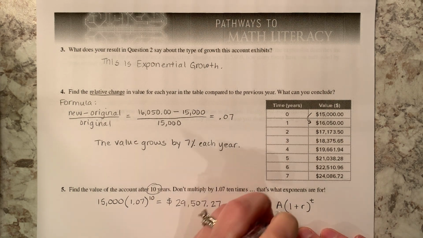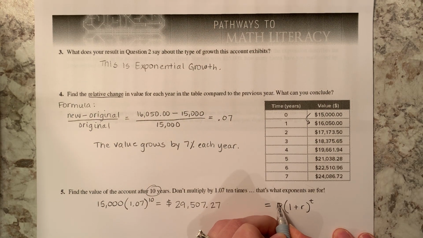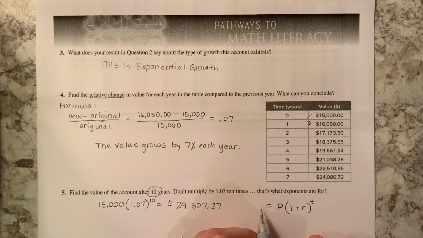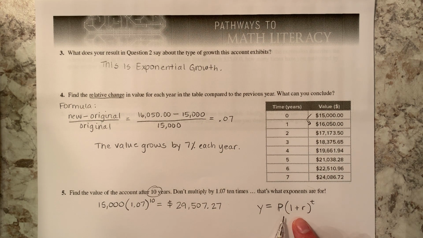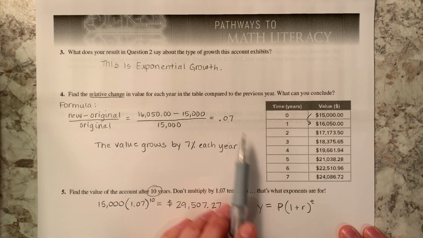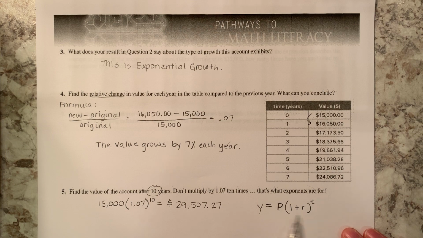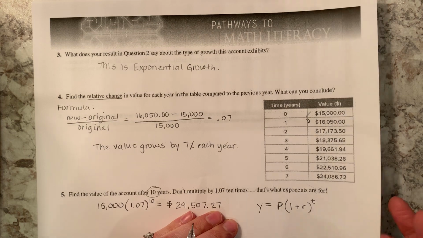Okay. In fact, I'm going to erase that. I'm pretty sure it's a P for most textbooks. So let's use a P there. And sometimes this is an A, sometimes it's a Y. It really doesn't matter. But that's basically the formula that we're using. The R value that we got is from up here, 0.07. So they're doing 1 plus 0.07. So that's why we have 1.07 here. And then T is time, so we put 10 in for T. P is principal, that's the original amount. So we're technically using that formula even though we didn't realize it. Okay, moving on.